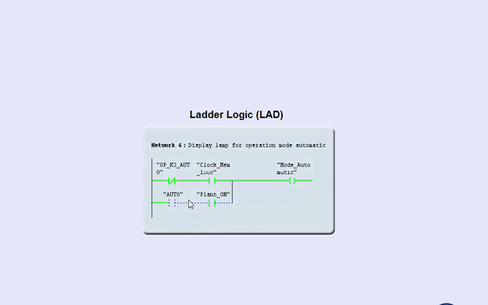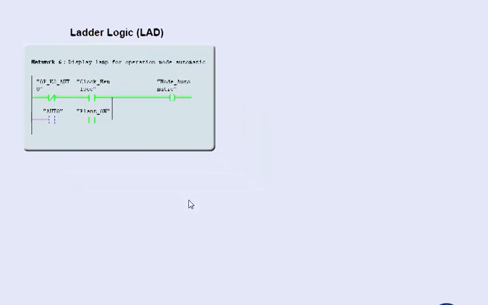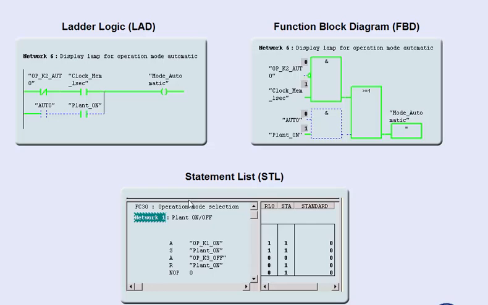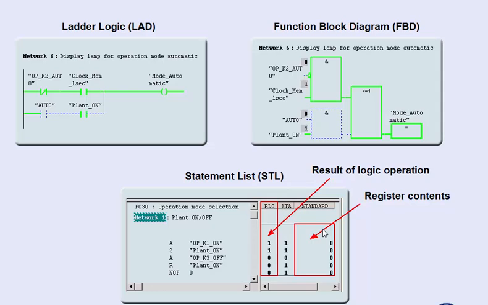Naturally, the program status functions monitoring and modifying are also available for you in the language's function block diagram and statement list. In the programming language statement list, further language-specific functions are offered, such as the display of logic operation results or register contents of the Simatic Manager.